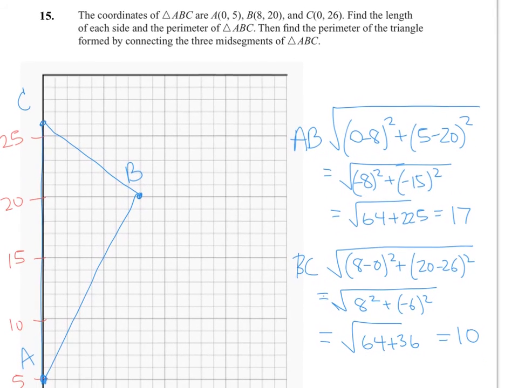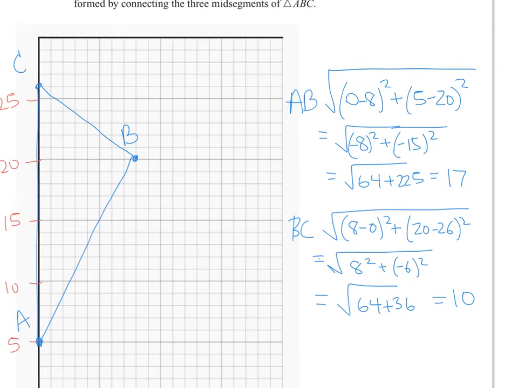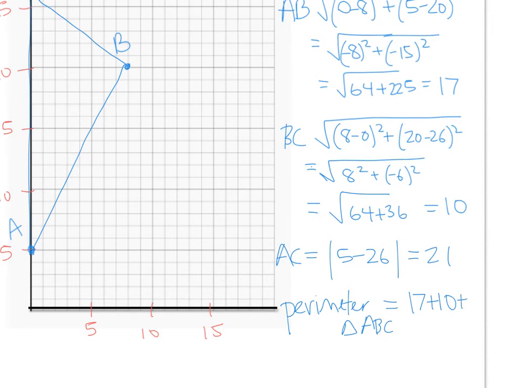And the length of AC, since that's a vertical line, I can just do the absolute value of 5 minus 26, which is 21. And the perimeter is just each of those added together, which equals 48.